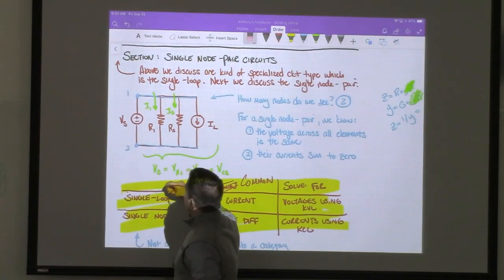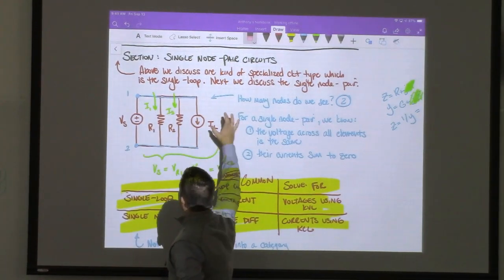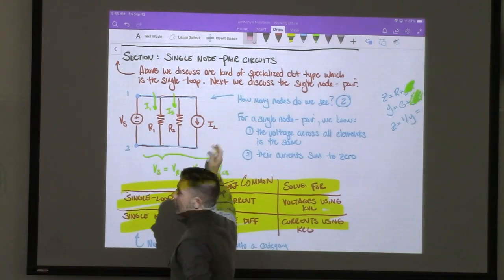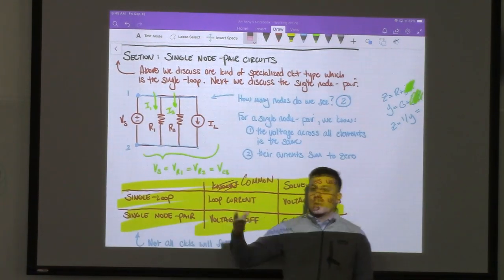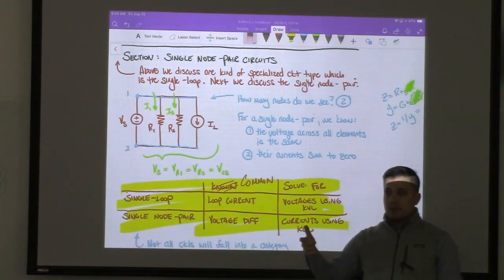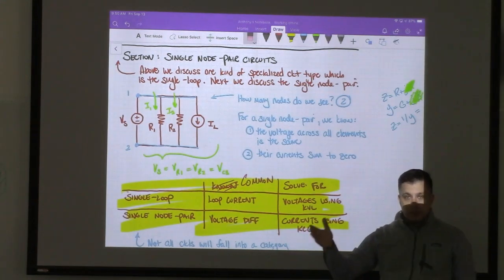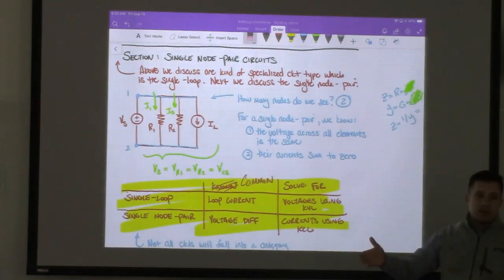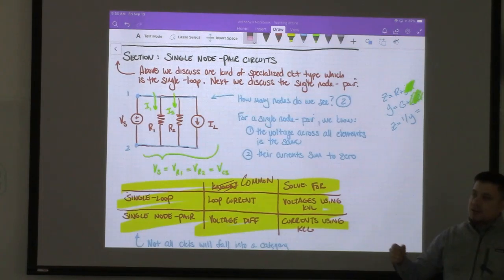The voltage across these terminals is equal to I1 times R1. The voltage across these terminals, I2, R2. There'll be a whole bunch of different equations that all refer to the same value, which means it'll most likely make the substitution and the combination easier. So that's the idea behind the single loop and the single node pair.